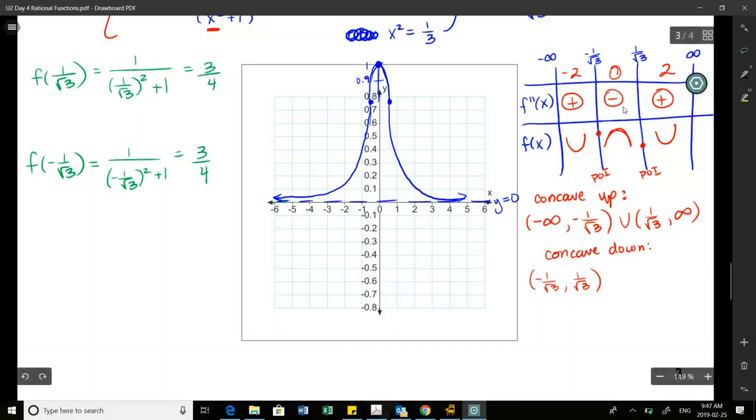Yep. 3 over 4, like 0.75. Yep, because I have negative 1 over root 3 and positive 1 over root 3. That's like negative 0.57 and positive 0.57. And then the 3 over 4 is how high it goes. It's the y coordinate. So these are the points that I'm graphing here.